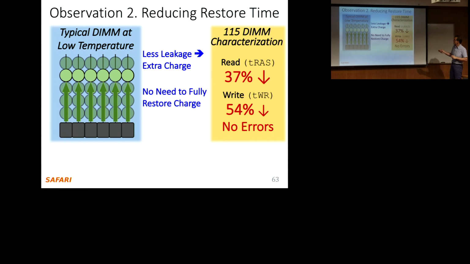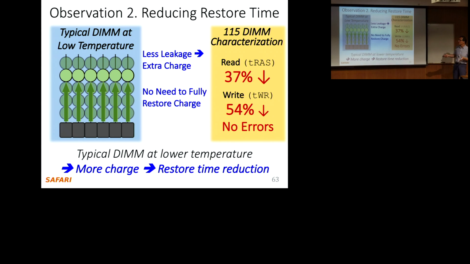But basically, this way you can reduce TRAS and also write latency, write recovery, by significant amounts, 37%, 54%. And this is average, actually. There's a distribution across the modules, but I've given you the average across the modules that we've tested. And you get no errors, again. Basically, you can reduce the restoration time.